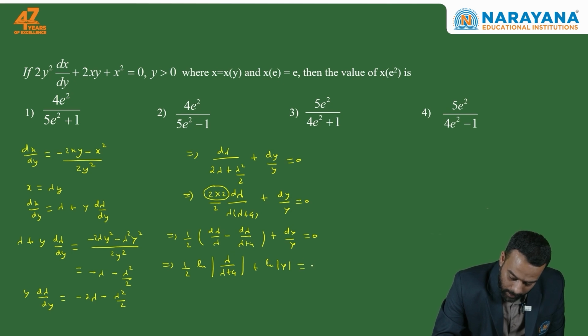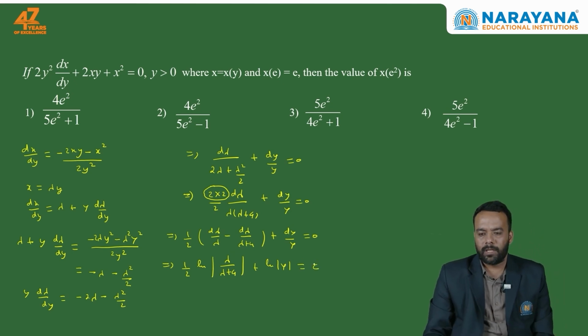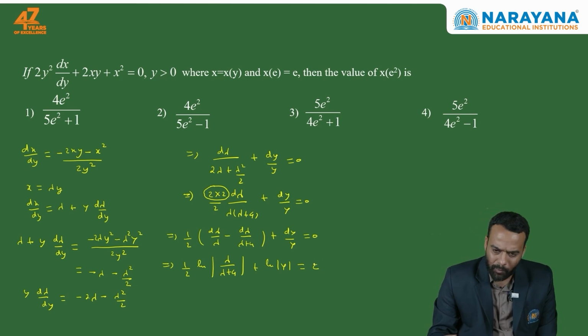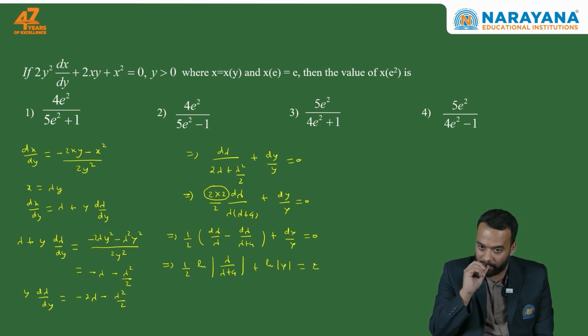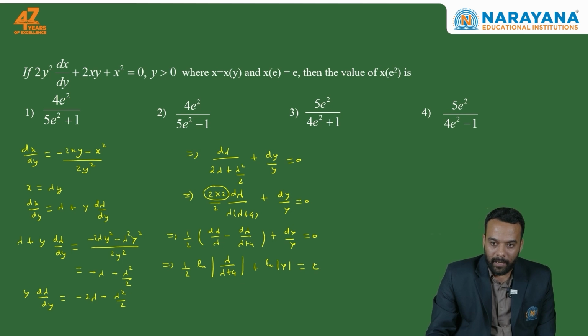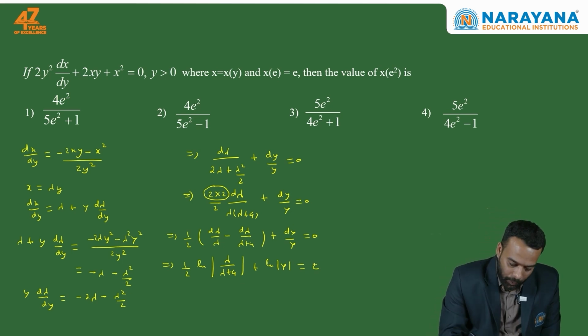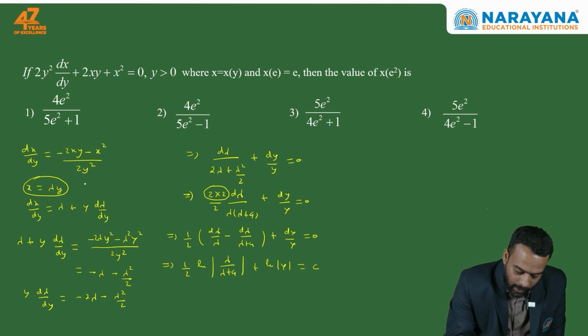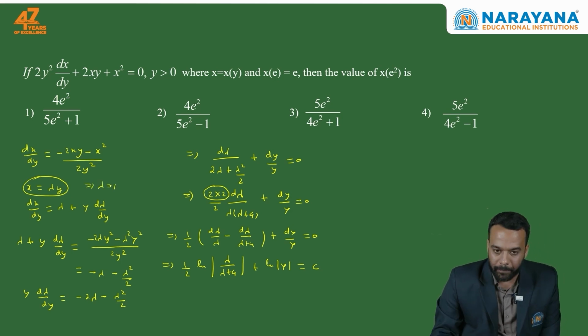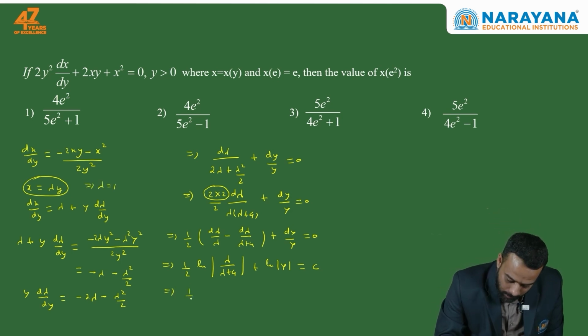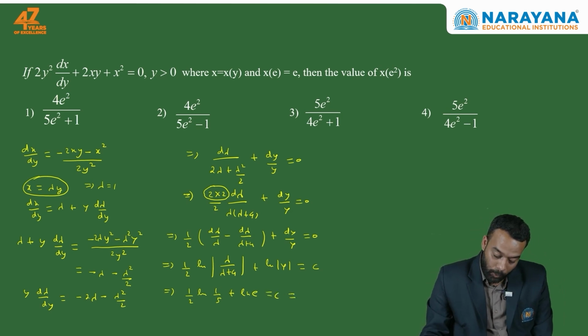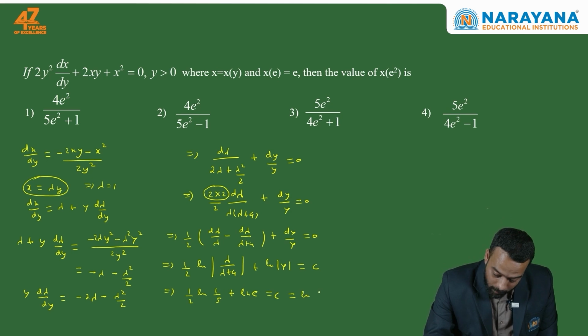Now since in the question they have already given that y is positive, so mod y is going to convert to y. Now we will plug in the initial condition which is mentioned in the question, that when the value of y is e, x will take e. So when x and y are both e, from our initial condition λ will become 1. So now from here our equation is going to become half ln(1/5) + ln e = c. So from here you can see that the value of c will come out to be ln(e/√5).